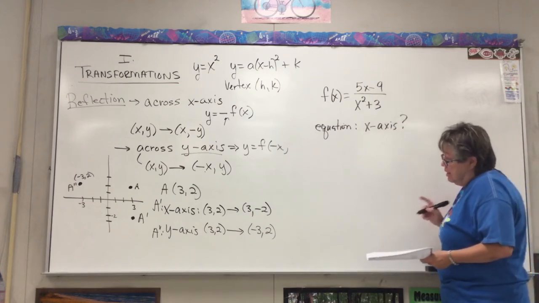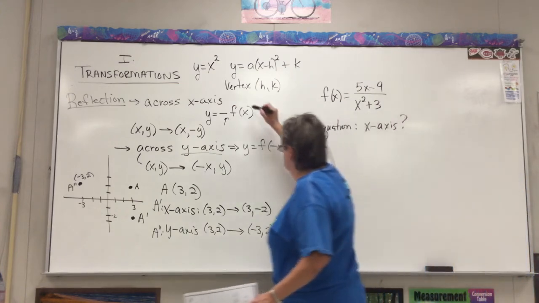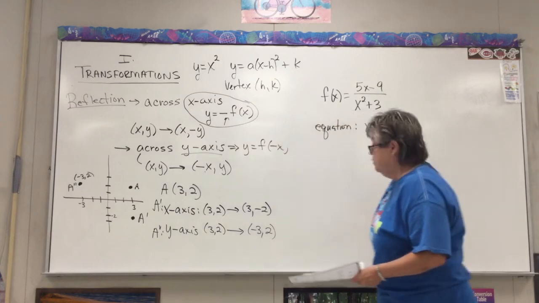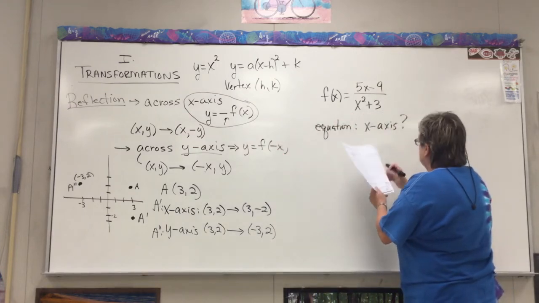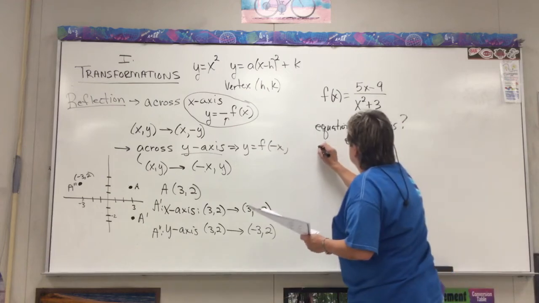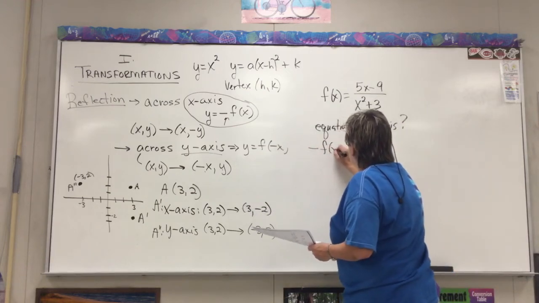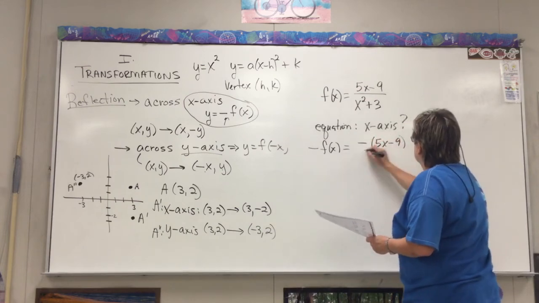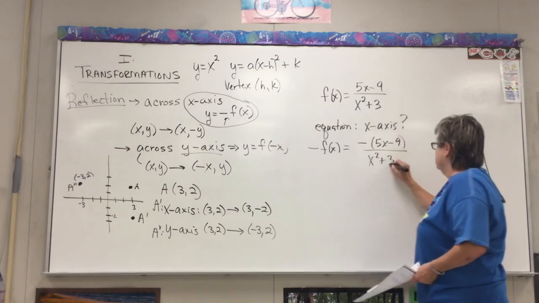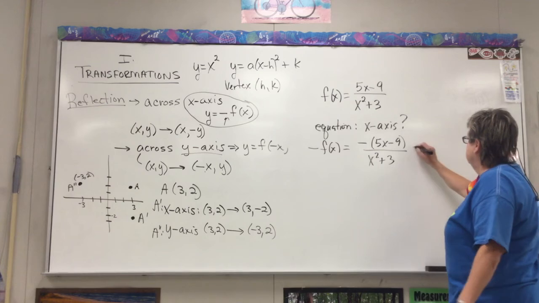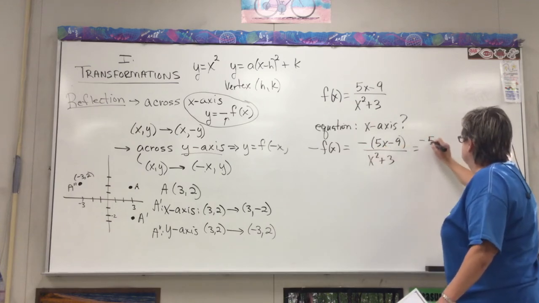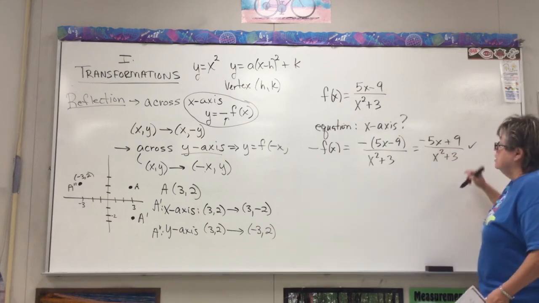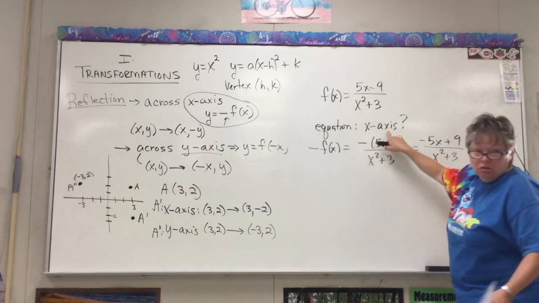Okay, so what does that mean? If I reflect across the x-axis, I'm using this part right here: y equals the opposite of f of x. So our function would become the opposite of f of x. So we could put an opposite of (5x minus 9) all over (x squared plus 3). You can simplify that if you'd like. You can just take that opposite across the top, so changing signs. If we were graphing, this new equation would be a reflection across the x-axis.